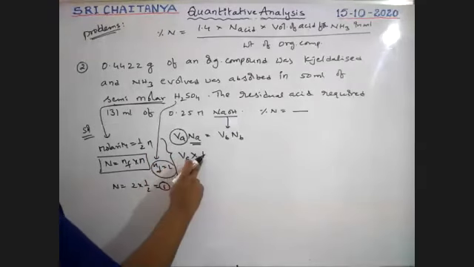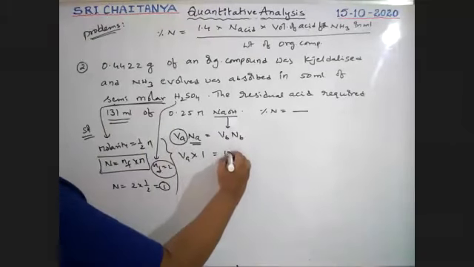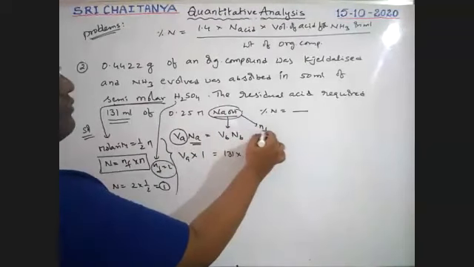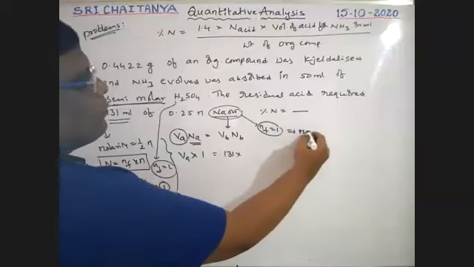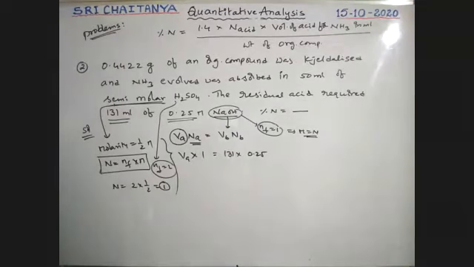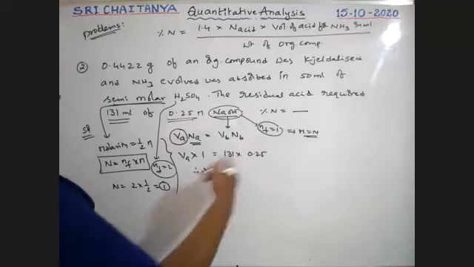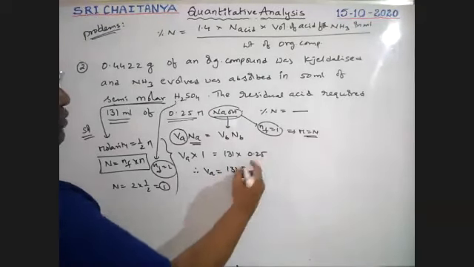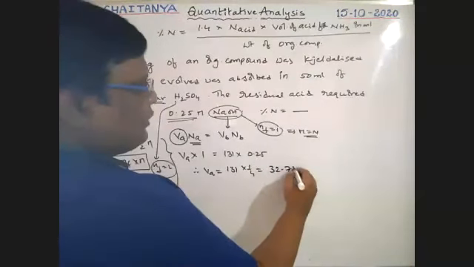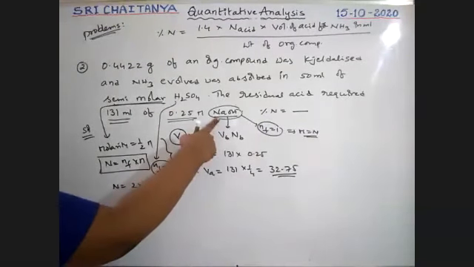So normality of acid into volume of acid is equal to volume of base into normality of base. How much of the base is used? 131 into normality of base. So for this NaOH, n factor is equal to 1. That implies molarity is equal to normality. That is why it is 0.25. That implies volume of acid is equal to, by calculation, 131 into 0.25, which means 1 by 4. Finally, we will get 32.75. This is the volume of acid used for NaOH.